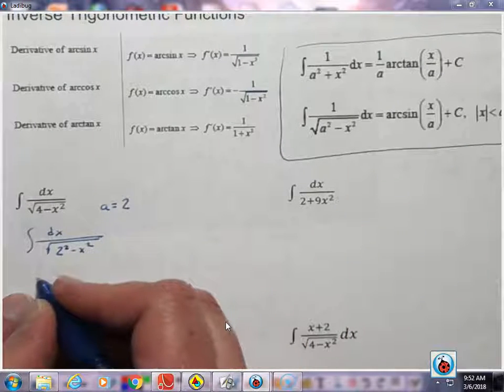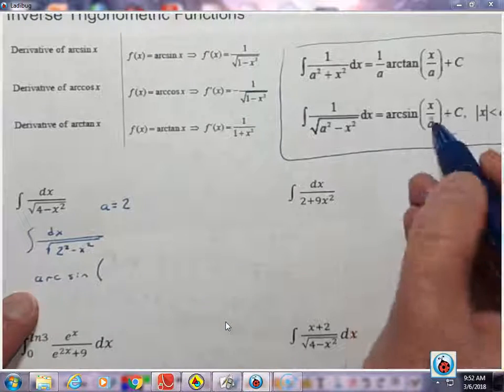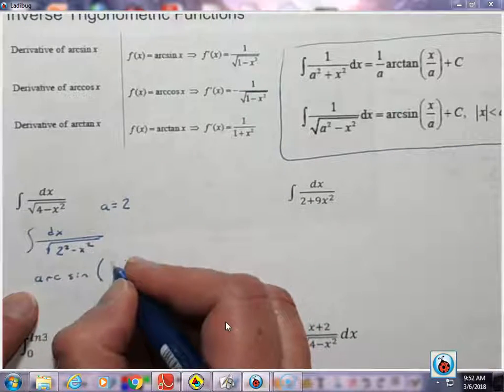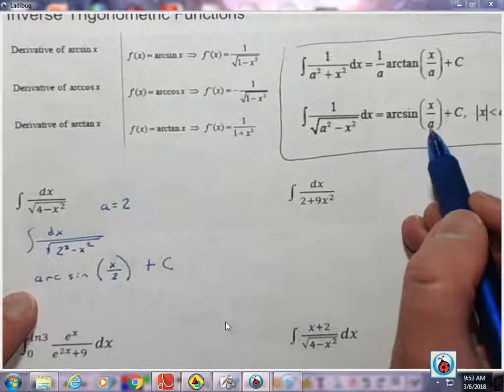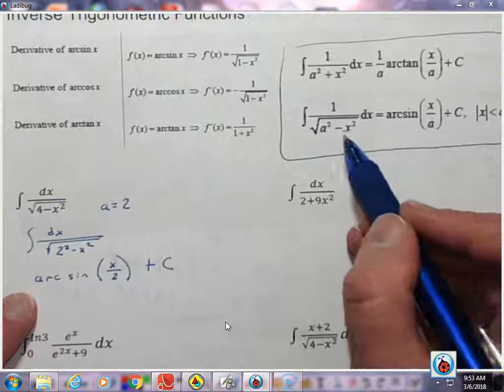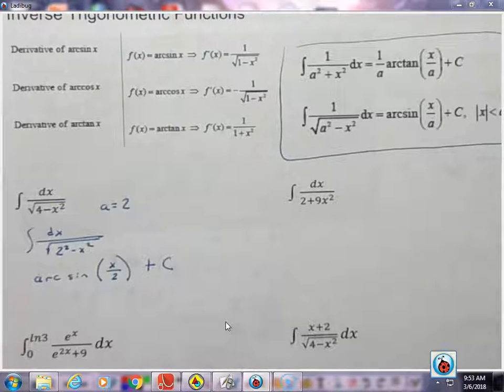So I can just go to writing the answer. This would be arc sine of, what do you think? X over 2, or 1/2 x, plus c. So I'm just doing exactly the formula, because there was no u substitution for the x, and I just had an a of 2. So, okay? It can't be this simple. You're correct. Good.